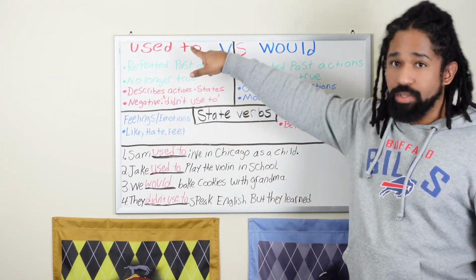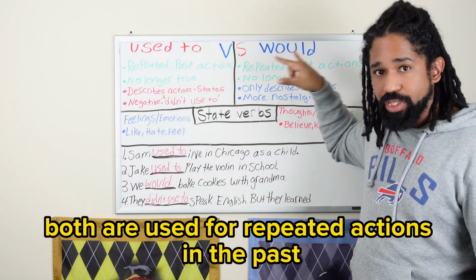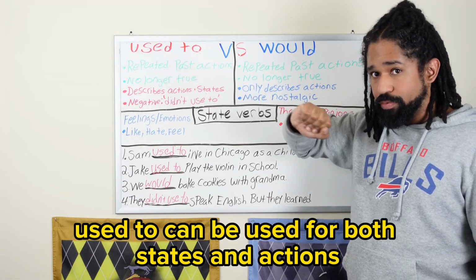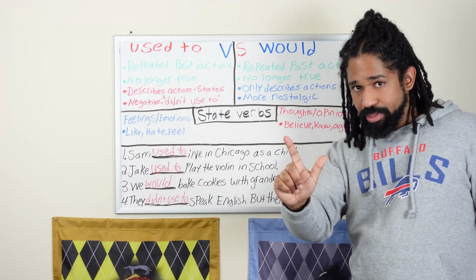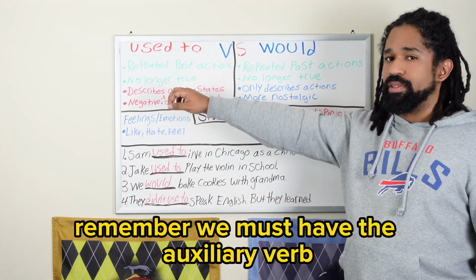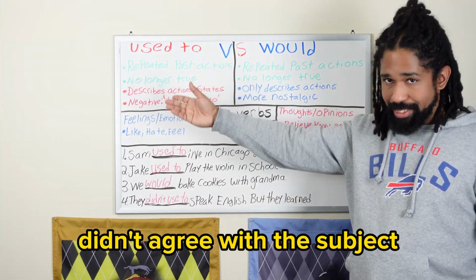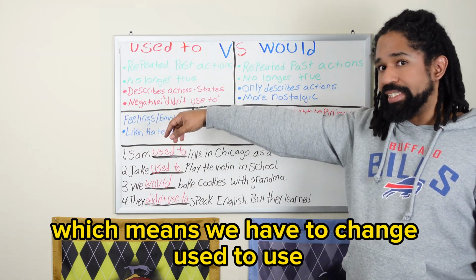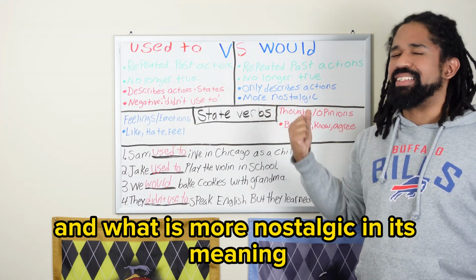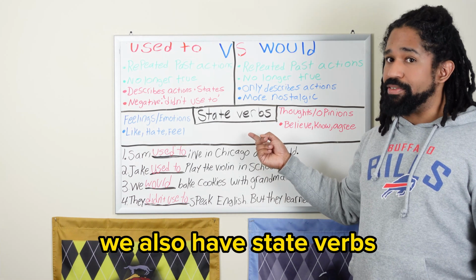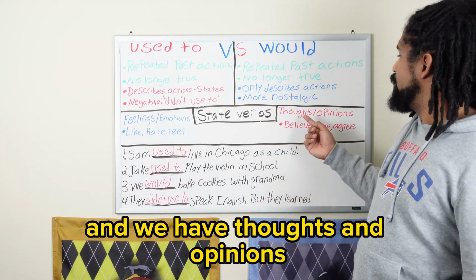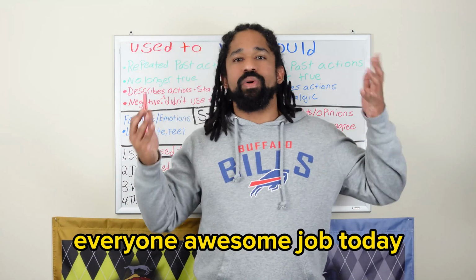Used to, would. So remember, both are used for repeated actions in the past that are no longer true. Used to can be used for both states and actions, while would is only used for actions. Remember, we must have the auxiliary verb didn't agree with the subject, which means we have to change used to to use to. And would is more nostalgic in its meaning. We also have state verbs, which represent feelings, emotions, like, hate, feel, and we have thoughts and opinions, believe, know, agree.